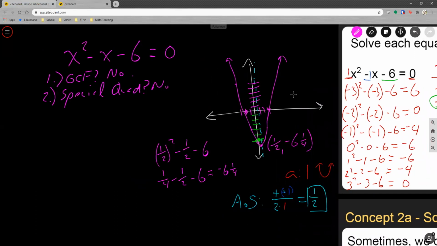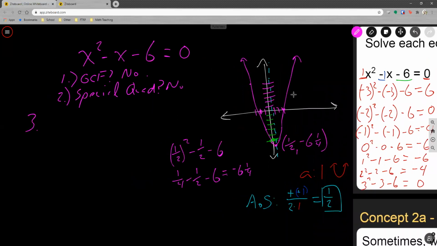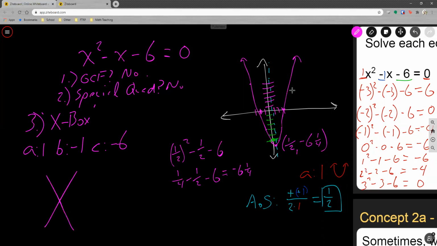But now I can do that, what we call the X box method, right? I already know my A, B, and C. A is equal to 1, B is -1, and C is -6. Use those to set up my X. A times C in this case is going to be -6. My B value is going to be -1.